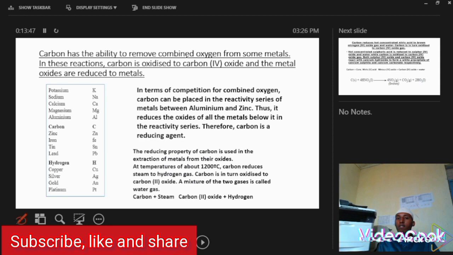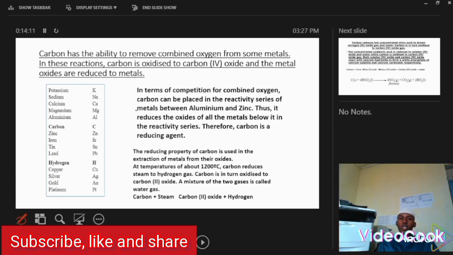Carbon has the ability to remove combined oxygen from some metals. In this reaction, carbon is oxidized to carbon dioxide gas, and the metal oxide is reduced to metal. Here we take the reactivity series. The most reactive metal is potassium, followed by sodium, calcium, magnesium, and so on.